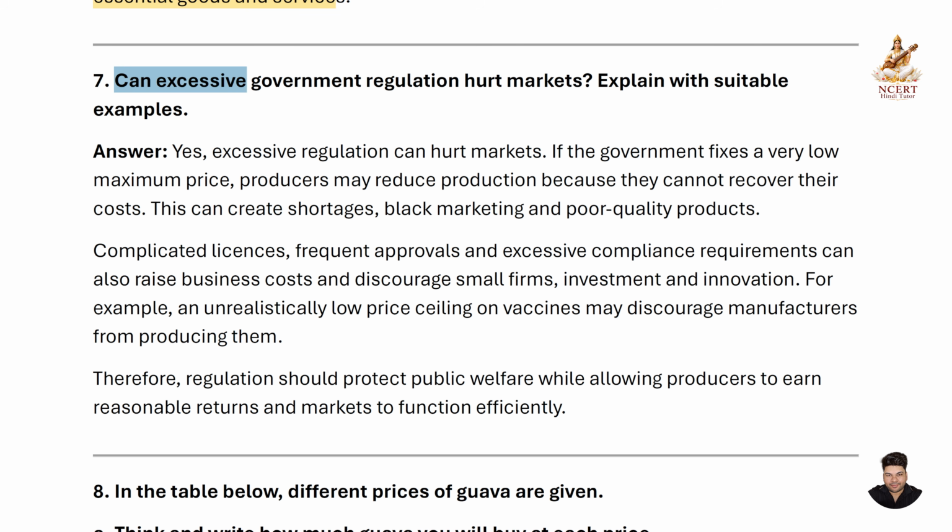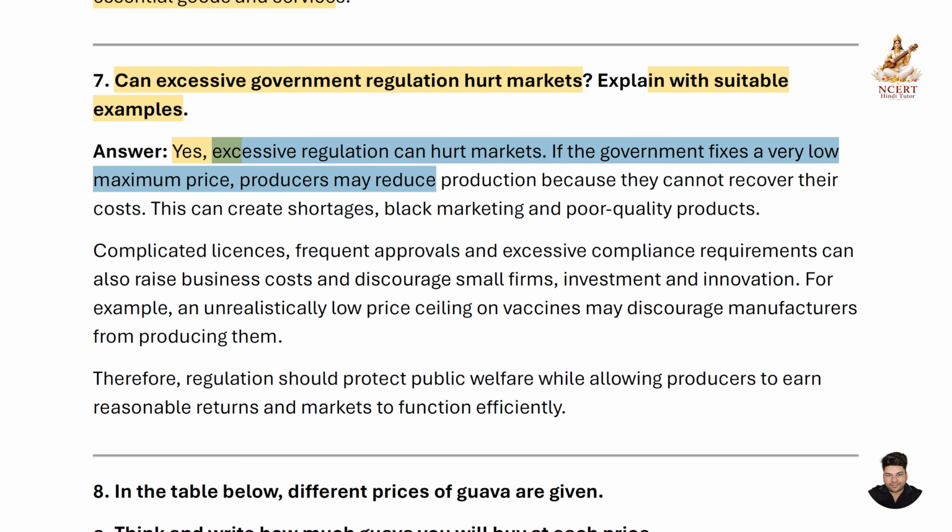Question 7. Can excessive government regulation hurt markets? Explain with suitable examples. Answer. Yes, excessive regulation can hurt markets. If the government fixes a very low maximum price, producers may reduce production because they cannot recover their cost. This can create shortages, black marketing, and poor quality products.